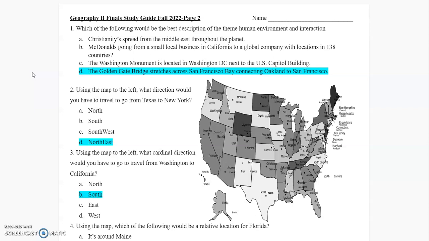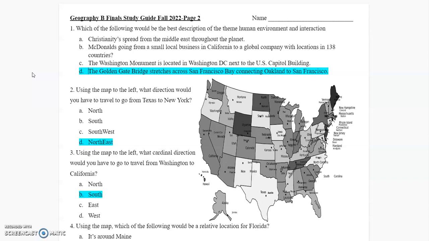When we look at our answers, we have Christianity spreading from the Middle East throughout the planet. That would be movement. McDonald's going from a small local business in California to a global company would also be movement. The Washington Monument is located in Washington, D.C., next to the U.S. Capitol building. That's location. So it's the last one: the Golden Gate Bridge stretching across San Francisco Bay, connecting Oakland to San Francisco. They have made some type of adjustment or interaction with the environment in order to ease human life.